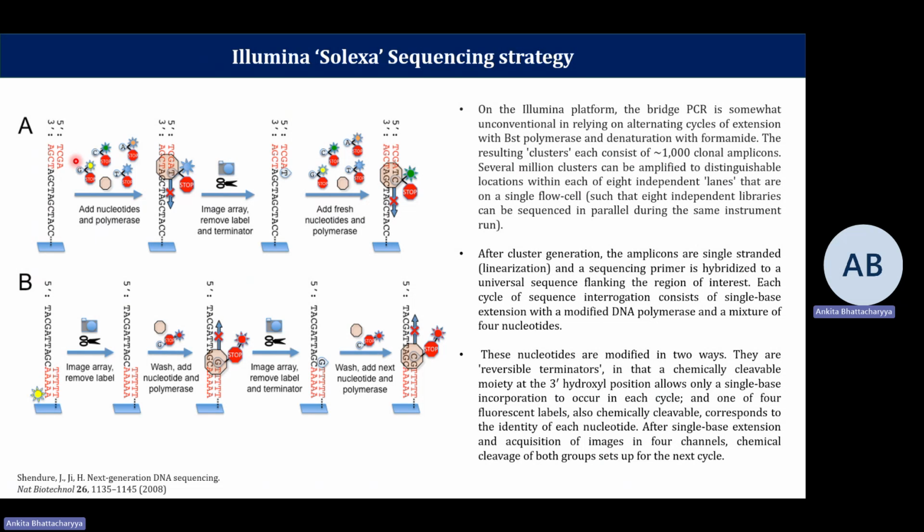Now, each cycle of this interrogation consists of a single base extension. Every time the sequence is put under the microscope to be decoded, there is a single base extension with a modified DNA polymerase, and you of course have all four nucleotides available. Whichever gets incorporated will be fluorescently tagged with a different marker, and based on which one gets incorporated, you will have the release of that marker that you can then detect.